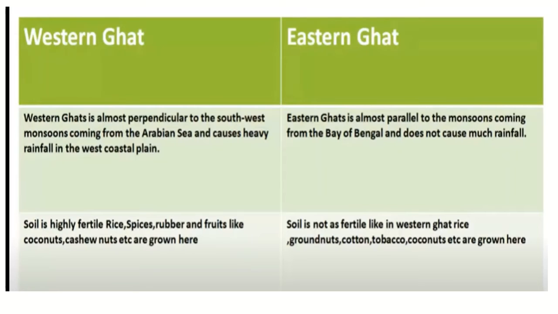The soil is highly fertile, and crops like rice, spices, rubber and fruits like coconut and cashew nuts are grown in the Western Ghats. The Eastern Ghats are not as fertile as the Western Ghats, but rice, coconut, cotton, tobacco and groundnut are still grown in this area. So this was all about the Western Ghats and the Eastern Ghats.